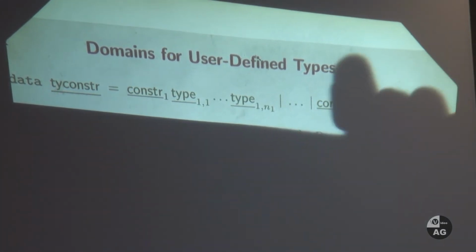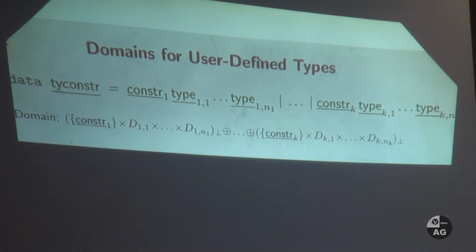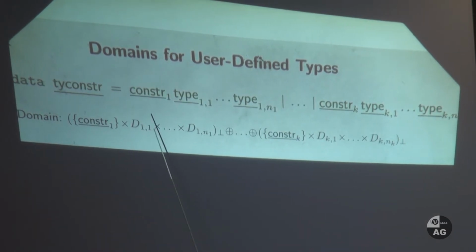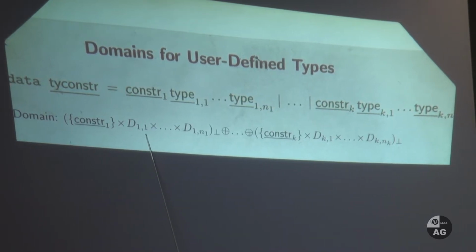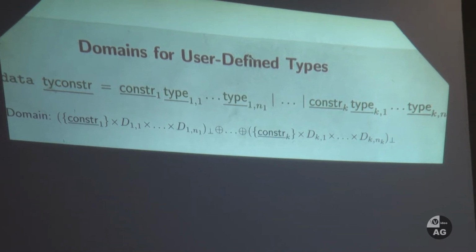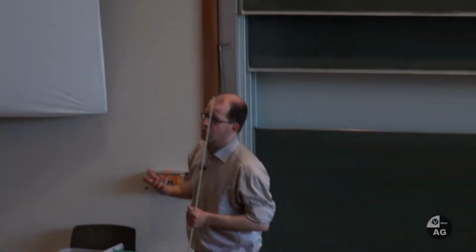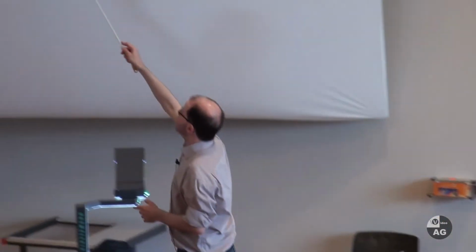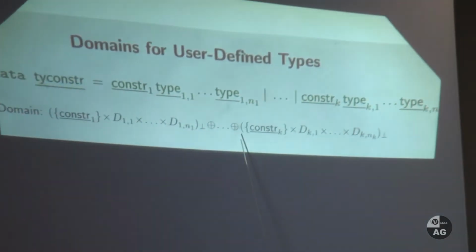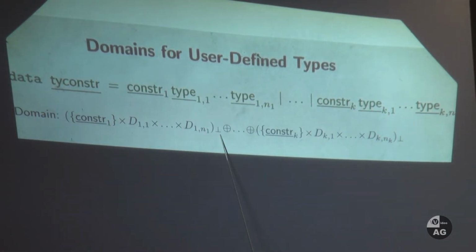So the domain for this data type would look like this. For objects that are built with this constructor, these expressions would be mapped to objects from this domain. So D11 should be the domain for type 11, and D1n1 should be the domain for type 1n1. And this, in the end, is a tuple of length n1 plus 1, because the first argument is the name of the data constructor. We use this just to mark these objects to make sure that everyone notes that they are built with this constructor over here. And we do this for all the data constructors, and then we unite them, but the bottom element of each of these subsets is identified.